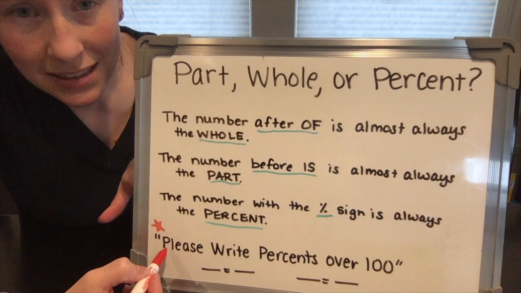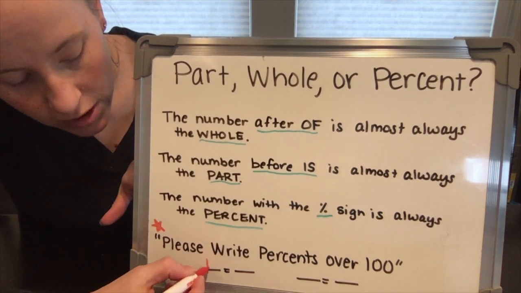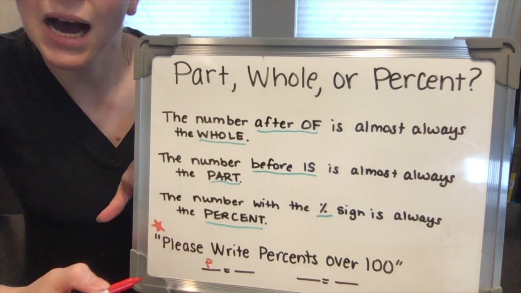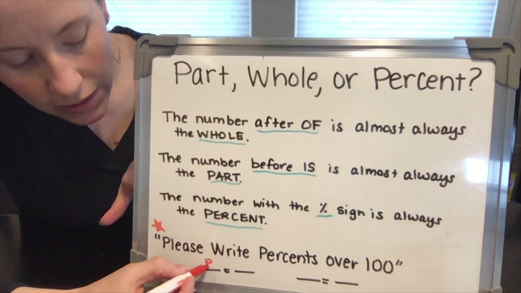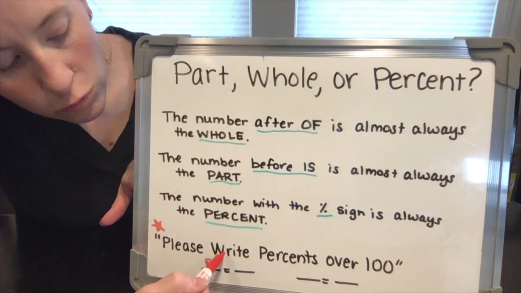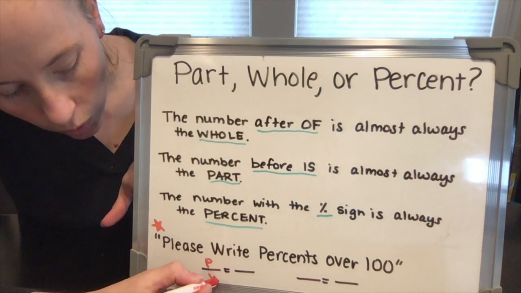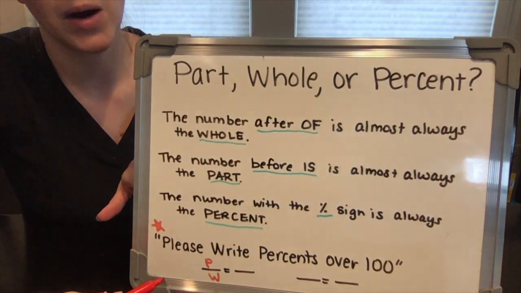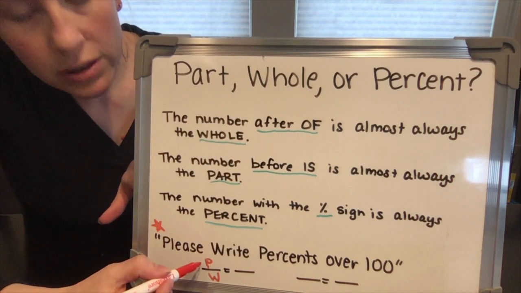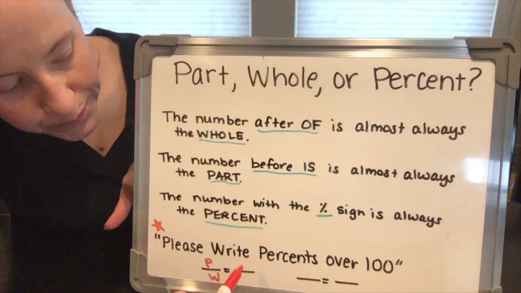So please starts with the letter P, and that stands in my brain for the word part. So I always put the part on the top of my proportion. So I'm just going to put the letter P here to remind me that the part goes up there. Next, right starts with a W, and that W stands for the word whole, and the whole always goes underneath the part. This kind of makes sense. Generally, we will put the smaller number on top of the larger number when we're writing a fraction.